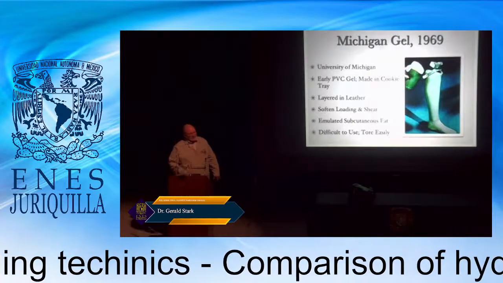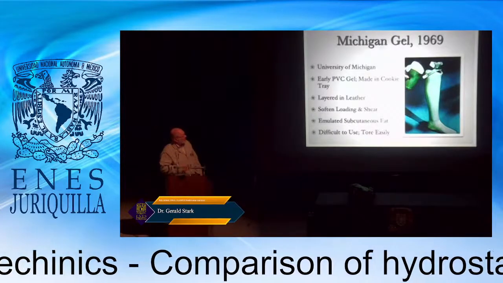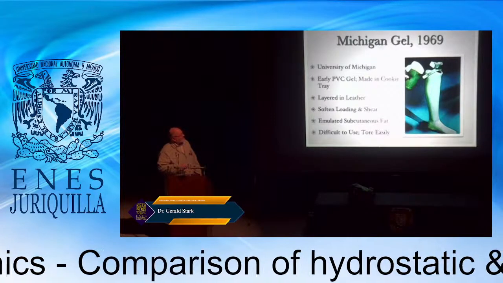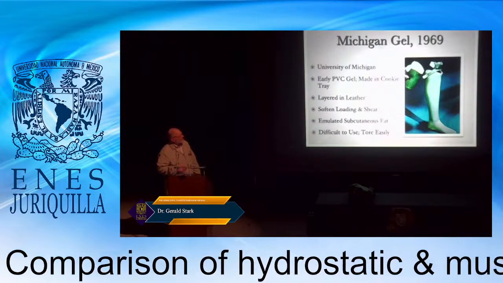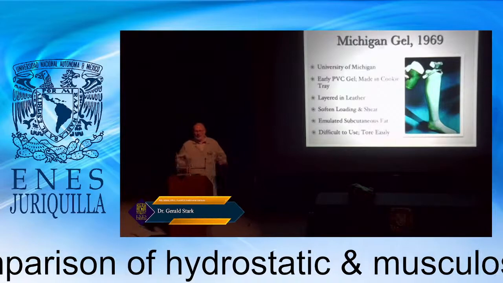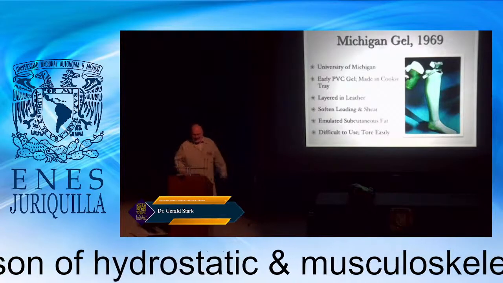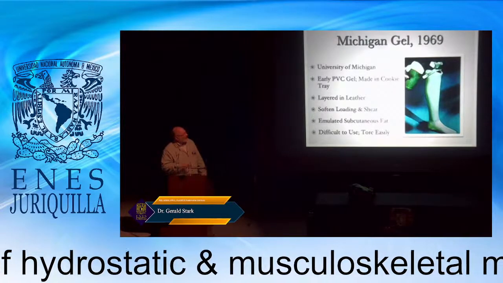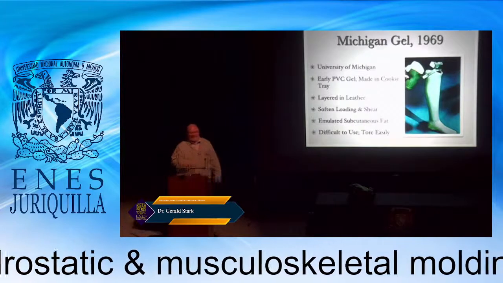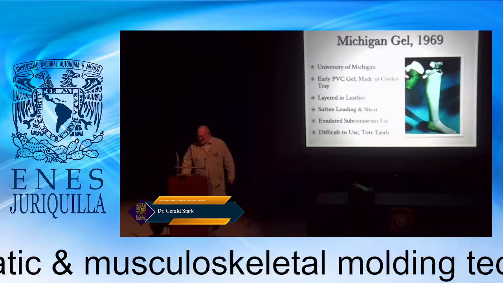We finally start seeing thermoplastics being used in 1969. This was made of a PVC gel that actually cooked on a cookie pan, and then you would layer into a leather liner. And the patients loved these so much, but they were so hard to even recreate.